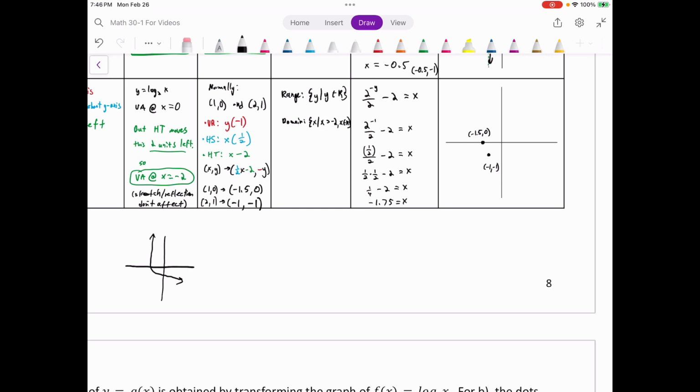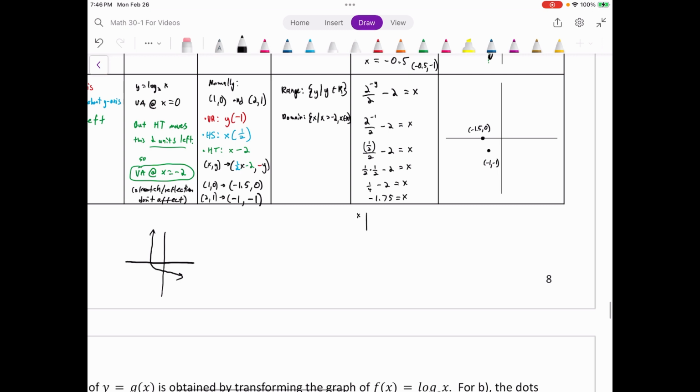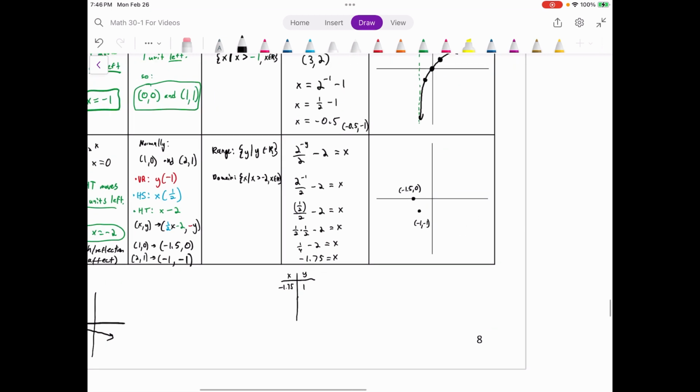So that gives us a point, right? We're making a table of values, essentially. Never a bad strategy when you're trying to make a graph. When x is negative 1.75, y will be positive 1, right? There's a point on our graph. Obviously this is a pretty rough sketch, but we're getting some points here, okay?